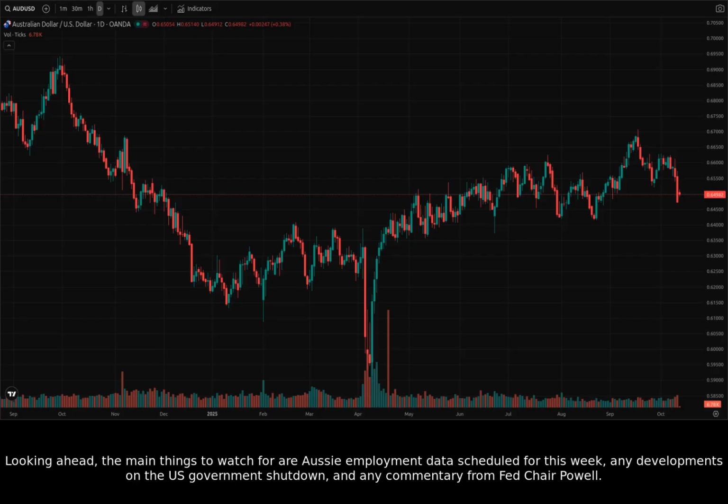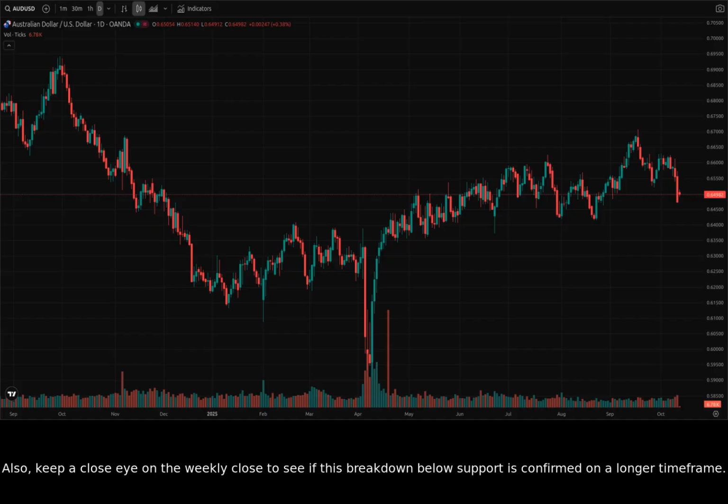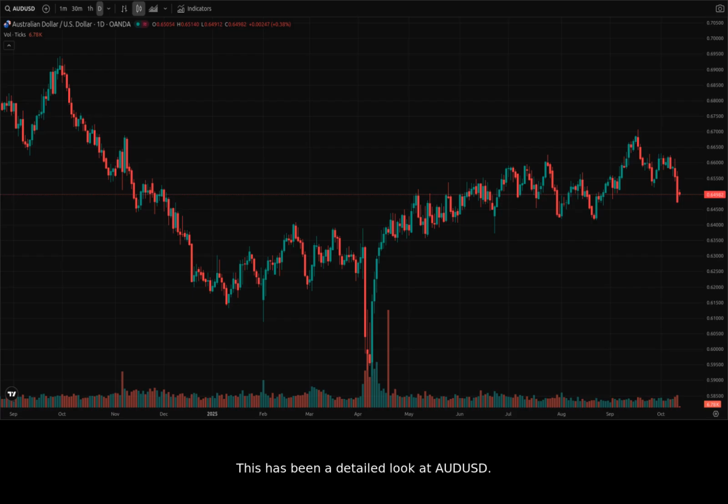Looking ahead, the main things to watch for are Aussie employment data scheduled for this week, any developments on the U.S. government shutdown, and any commentary from Fed Chair Powell. Also, keep a close eye on the weekly close to see if this breakdown below support is confirmed on a longer time frame. This has been a detailed look at AUDUSD.